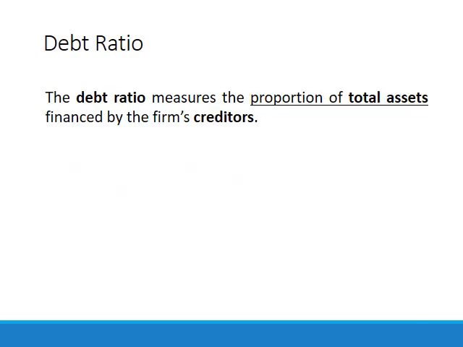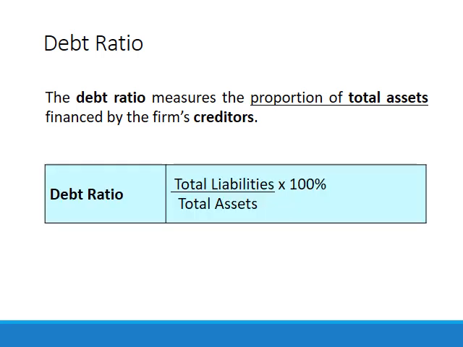The debt ratio measures the proportion of total assets financed by the firm's creditors. The formula is this: debt ratio equals total liabilities divided by total assets times 100%.